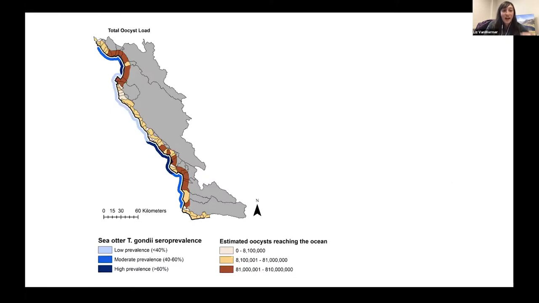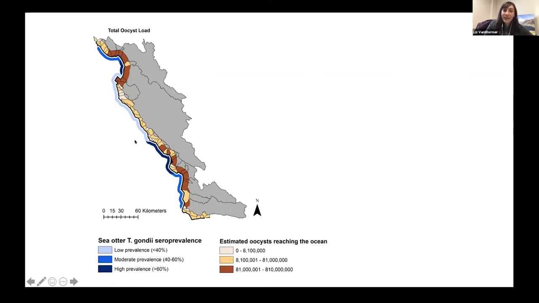So we actually could come up with estimates and models of loading that parallel where sea otters are infected. So from previous sea otter ecology and health studies, these dark blue areas are areas where sea otters had high levels of toxoplasma. And they parallel these areas through our modeling approaches where we think there's lots of oocysts being loaded into and running off the landscape.